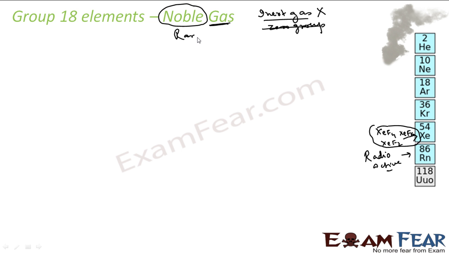Why? Because all these gases are rare. We'll talk about this in the occurrence. So the common name is noble gas and the elements are helium, neon, argon, krypton, xenon, radon. Radon is the radioactive element. Xenon is a little bit reactive. It reacts with fluorine and oxygen to form some compounds, but the other ones are not that reactive. They are also called rare gases. Earlier they were called inert gases, but now they are not.